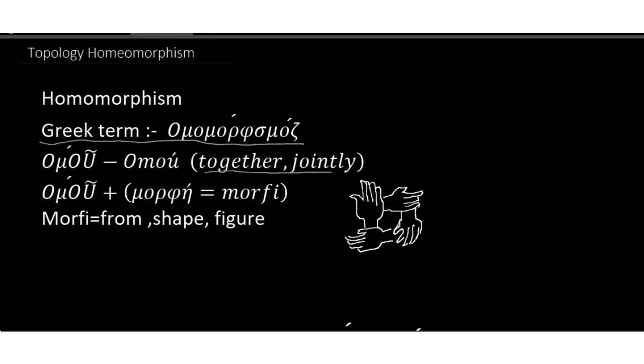Something which carries a form or figure. So here on the right hand side of the screen you can see a blended figure which holds hands together. So you can understand this is a symbolic meaning of homeomorphism.